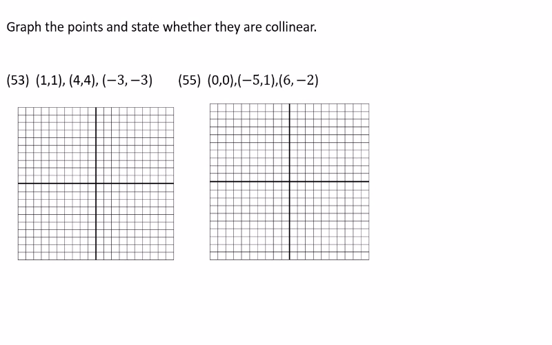All right, and then 53 and 55, the last examples here, it says graph the points and state whether they are collinear. All right, so (1, 1), it's right there, (4, 4), and (-3, 3). All right, so yeah, those are all collinear, right? If I have a straight edge, I can line those up, and they would all align along that straight edge, and I could draw a line that connects all those points, right? So a straight line. So these are collinear.